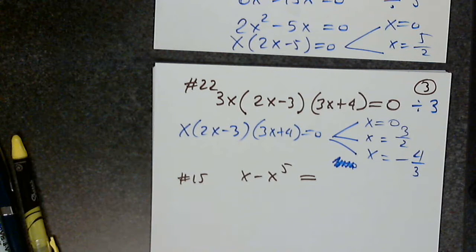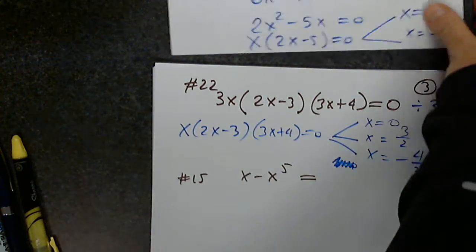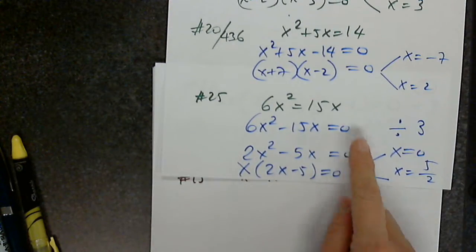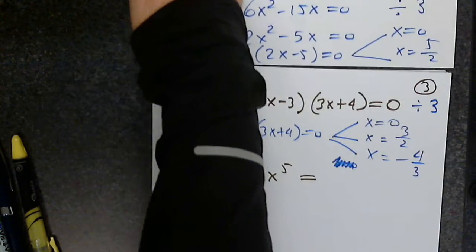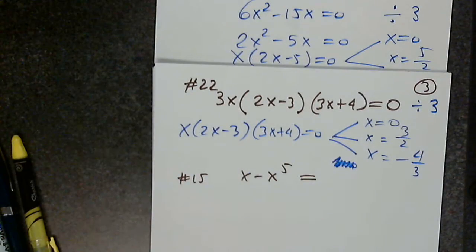So what did you do with this? Oh, so you divide by the 3 to get rid of the 3 in front? Yes, exactly what we did here, divide both sides by 3 to simplify. Exactly the same step. We are allowed to divide by 3. We're not allowed to divide by x.